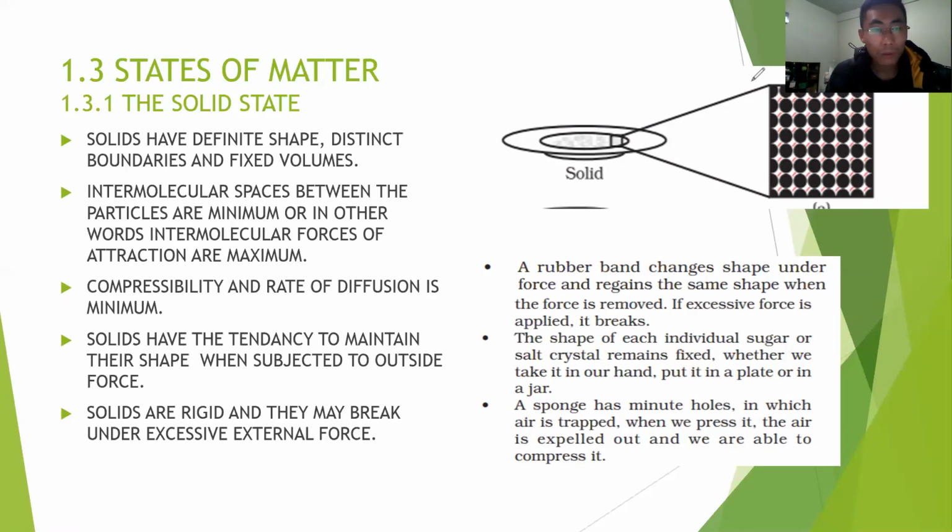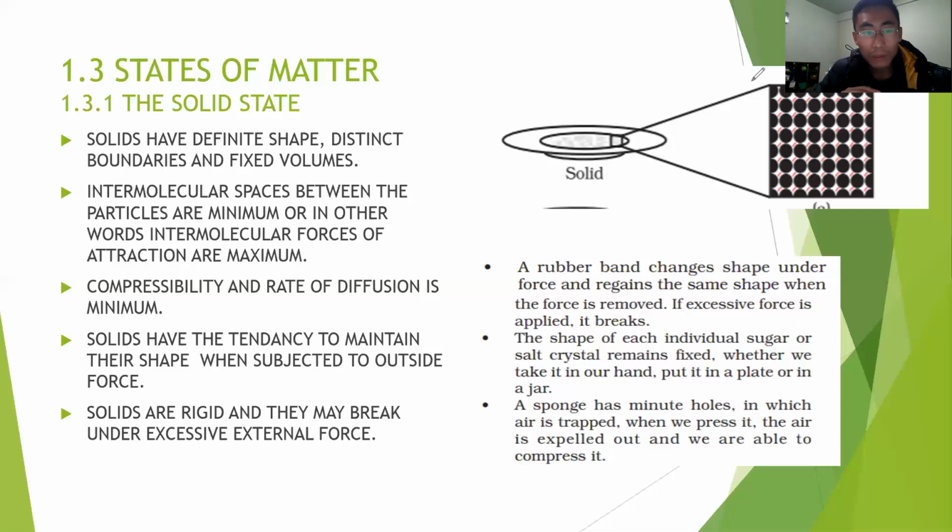Okay, so solids have definite shape, distinct boundaries, and fixed volumes. That means solids will have definite outlines. Okay, and they will always occupy a fixed amount of space.